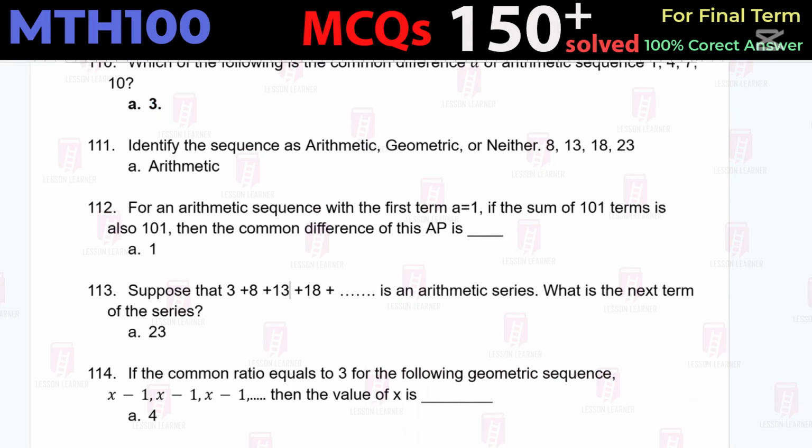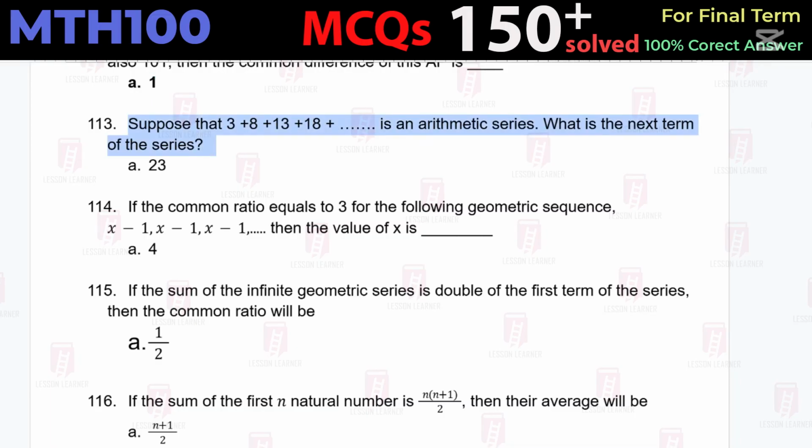Identify the sequence as arithmetic, geometric or neither: 8, 13, 18 and 23. It's an arithmetic series. For an arithmetic sequence with the first term a equals 1, if the sum of 101 terms is also 101, then the common difference of this AP is 1.